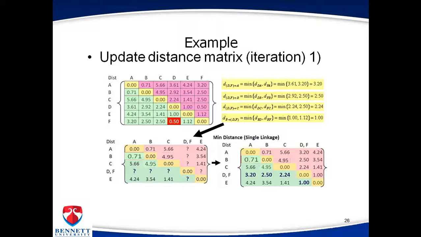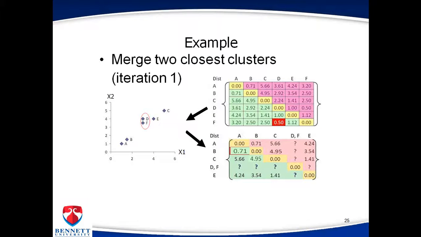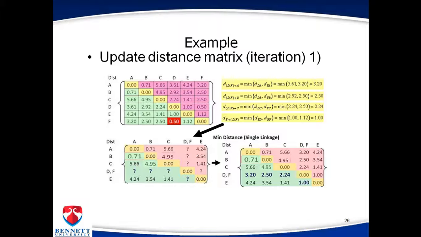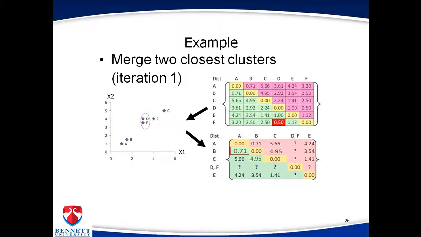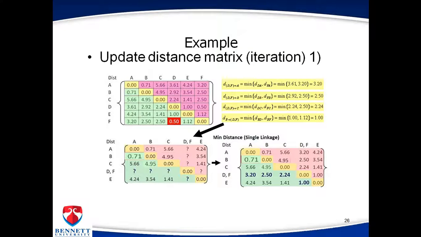So after D and F are merged, we find the distance between DF and A. DF to A involves D to A and F to A. In this matrix, the distance from D to A is 3.61, and from F to A is 3.20, the maximum. Between these, we find the minimum distance.